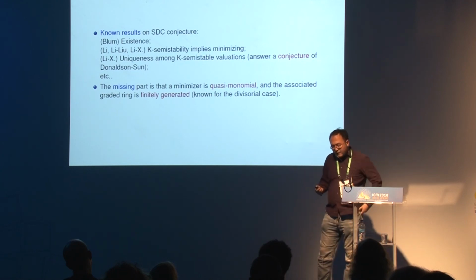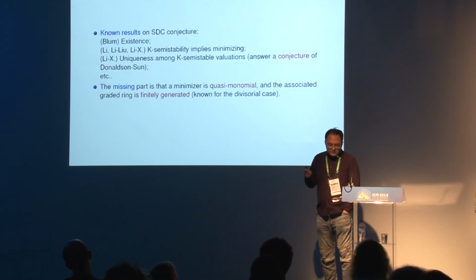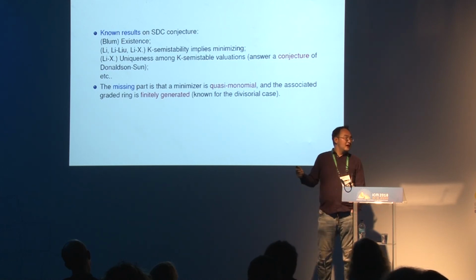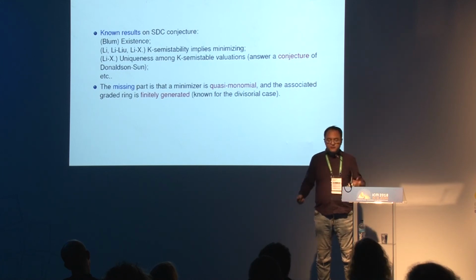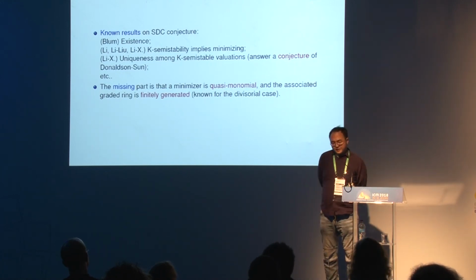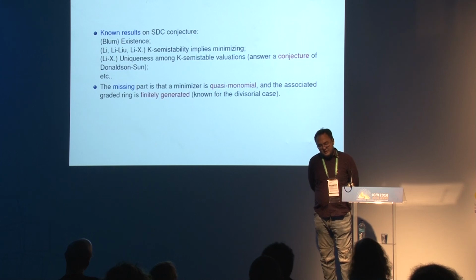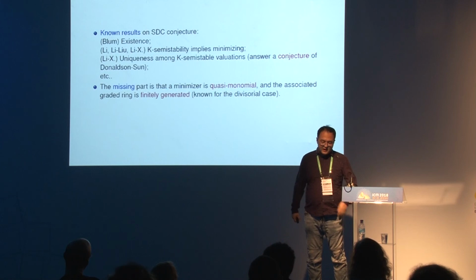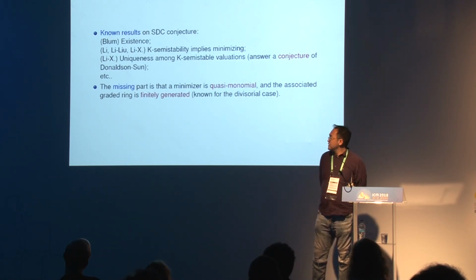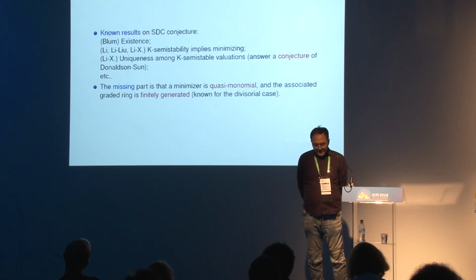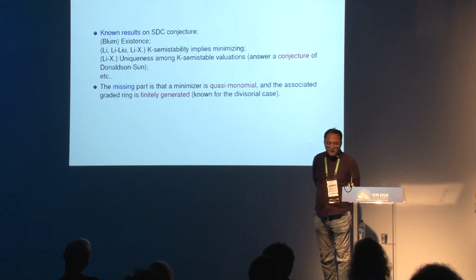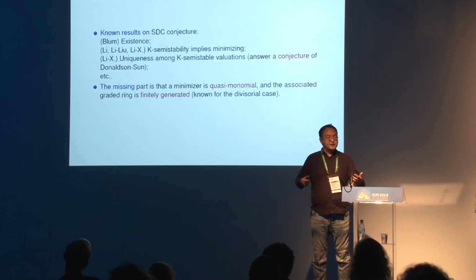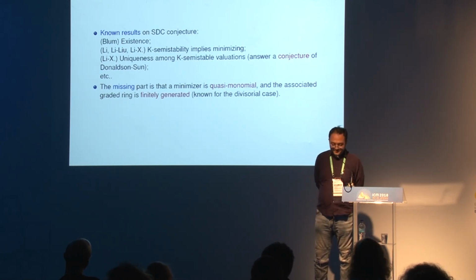So actually, we can prove more. But the missing part is we cannot prove it is a minimizer quasi-monomial. I think this kind of birational geometry question didn't really appear in the original study, at least in the birational geometry community. So if people study birational geometry, I really want to suggest you look at this kind of question, because it's very new. Actually, I don't know what kind of tools we need to study a valuation, to prove a valuation is quasi-monomial.